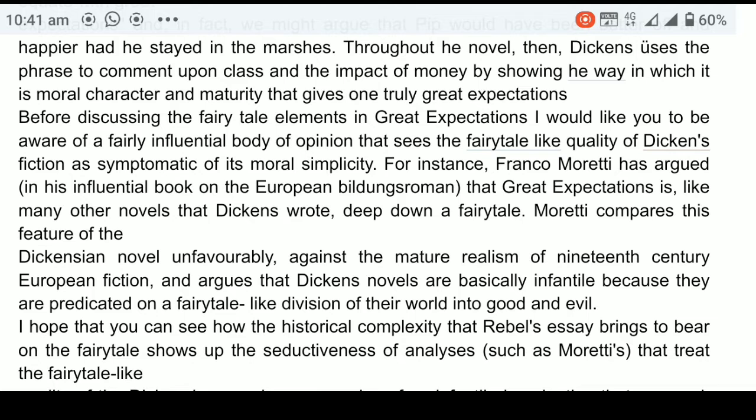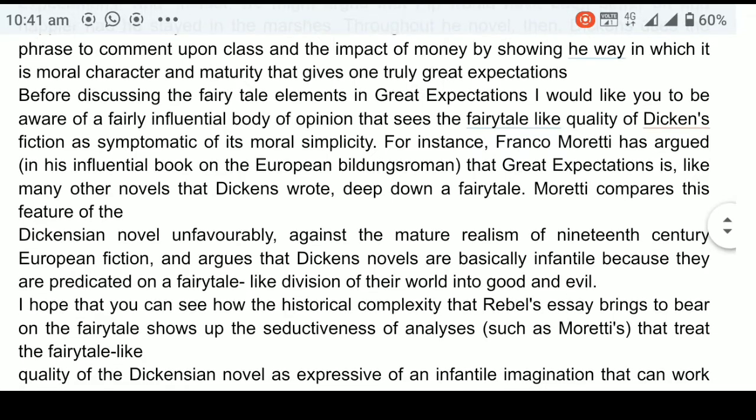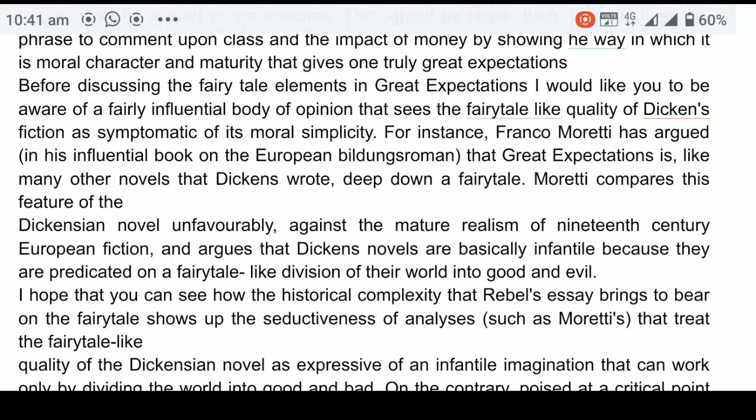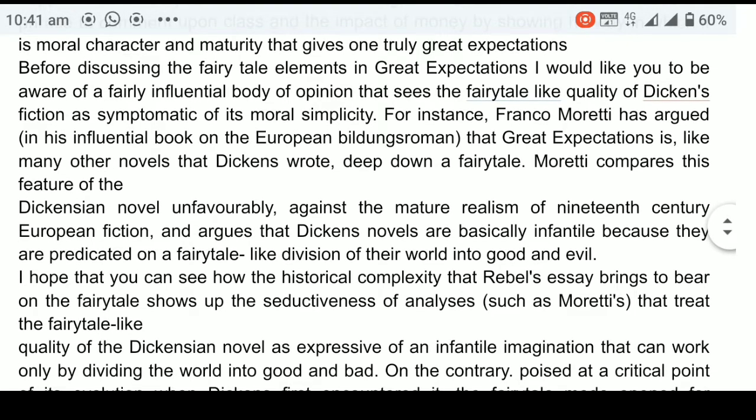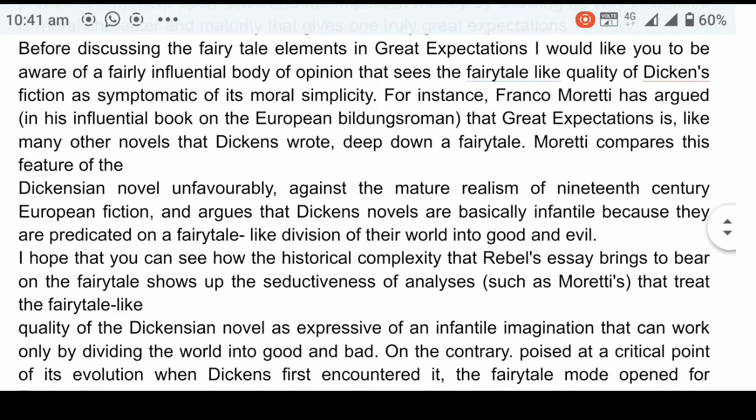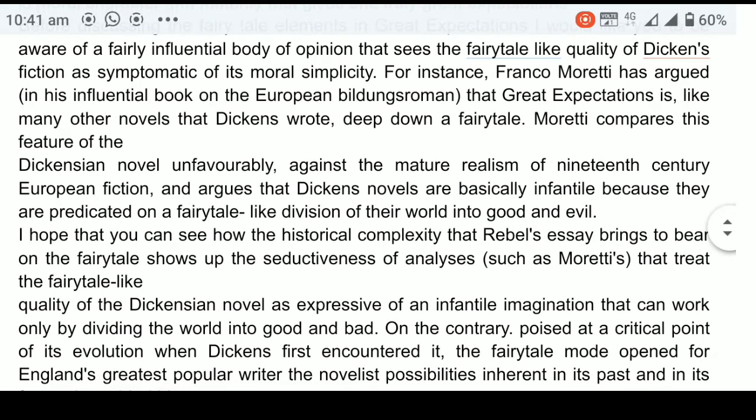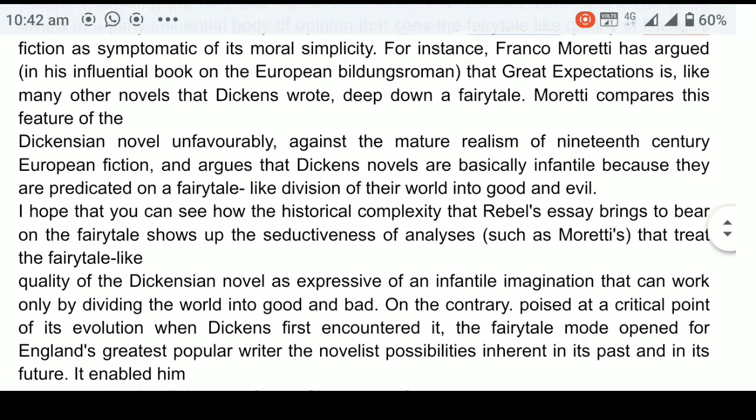Dickens used the phrase to comment upon class and the impact of money by showing a way in which it is moral character and maturity that give one truly great expectation. Before discussing the fairy tale element in Great Expectations, I would like you to be aware of a fairly influential body of opinion that sees the fairy tale like quality of Dickens' fiction as symptomatic of its moral simplicity.